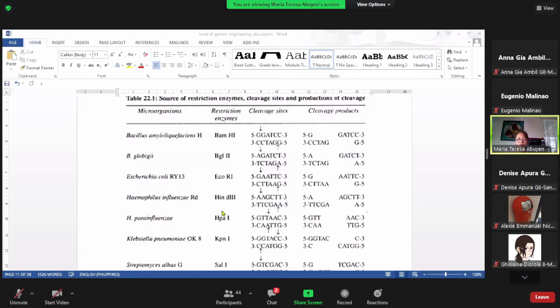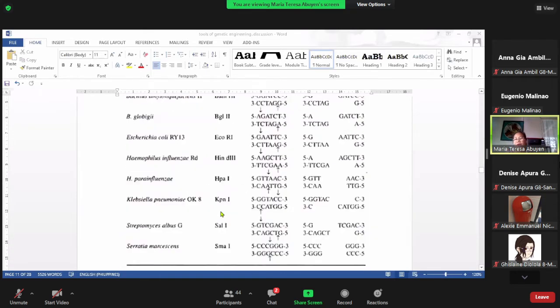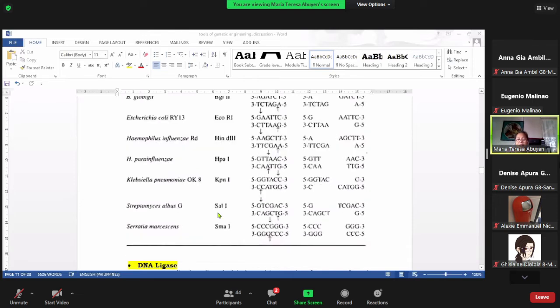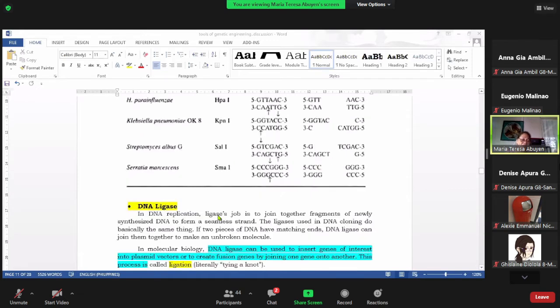Okay. So we'll proceed. Now, aside from restriction enzyme, which is a very important tool in genetic engineering, another enzyme that is used is the DNA ligase. DNA ligase is not a restriction enzyme. The role of restriction enzymes in genetic engineering is simply to cut the DNA sequence. Cut. Now, what about the DNA ligase? What do you think is the role of DNA ligase in genetic engineering, class? Join together fragments of DNA. Okay, very good. Joining one gene onto another.